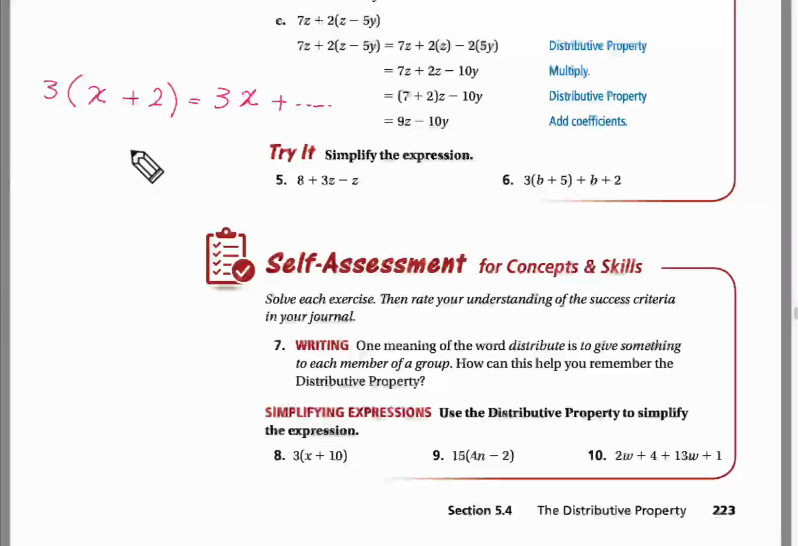Okay, let's see. We use distributive property to multiply 3 by the first term and multiply 3 by the second term. So we should multiply 3 by the first and multiply 3 by the second. When we multiply 3 times x, it's 3x. And now we should multiply 3 by the second term. What is 3 times 2?